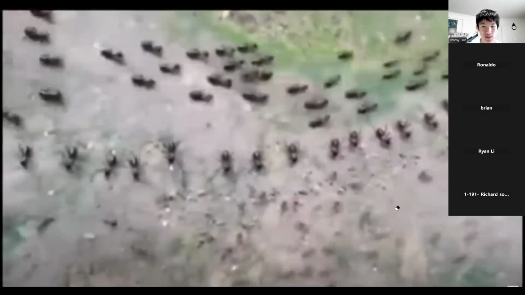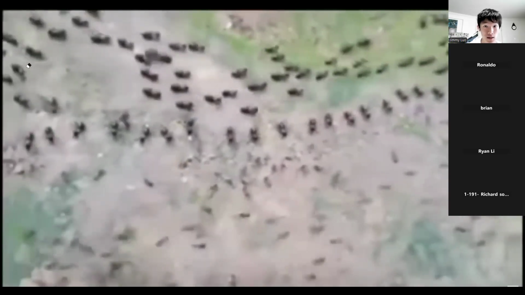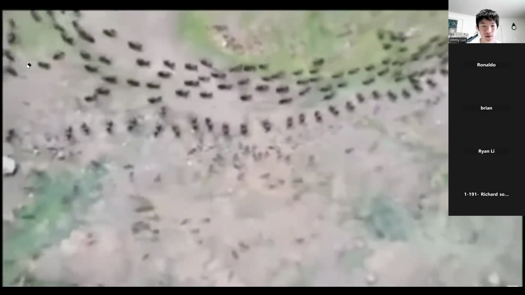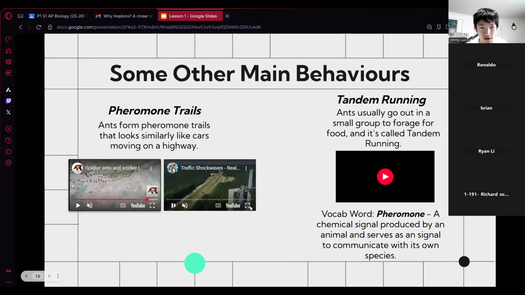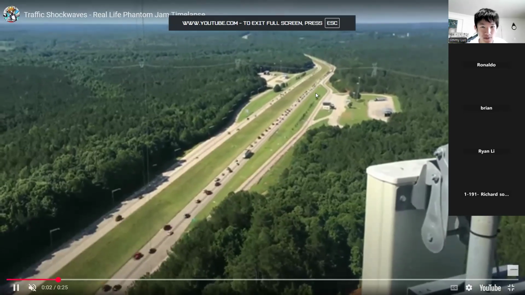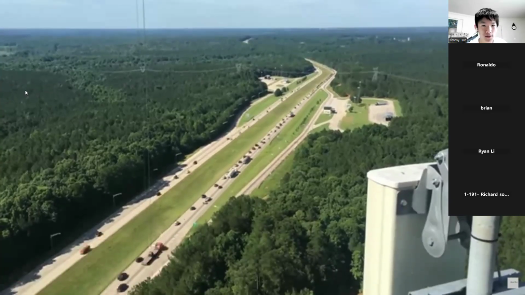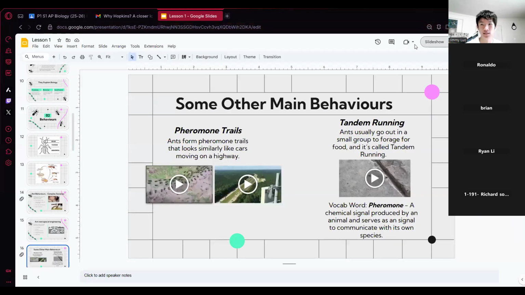Both of these types of insects also use pheromones, right? It's sort of like a highway, like a human highway, like how cars move. It's almost like a one-to-one replica of what a highway looks like. So ants are pretty similar to us in the sense that they form huge highways.